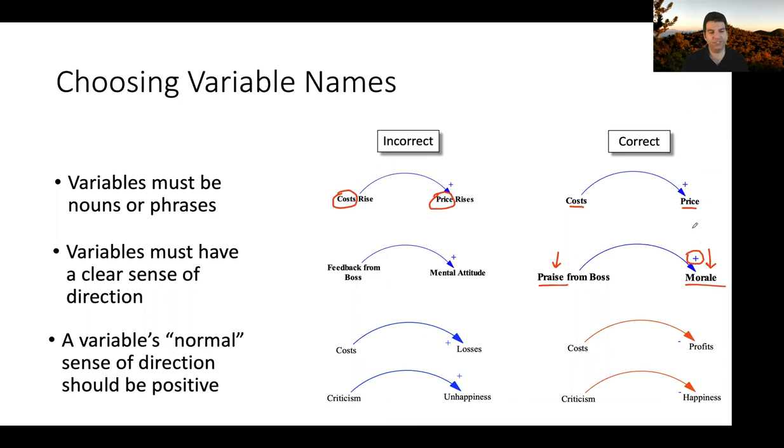And then the normal sense of direction should hopefully be positive. And so rather than saying we have costs and losses, the losses are kind of a negative measurement when we could just as easily measure the opposite of losses, which are profits. And so negative profits are losses, just like negative losses are profits. But why say negative losses like that? That's a double negative. So we don't want to set ourselves up for double negatives. We would much rather create a variable name that is by default positive. And that's why we have profits here. So we can then put the negative into the arrow. So that's kind of the idea: you want the modifier to be in the arrow's polarity and not in the name itself.